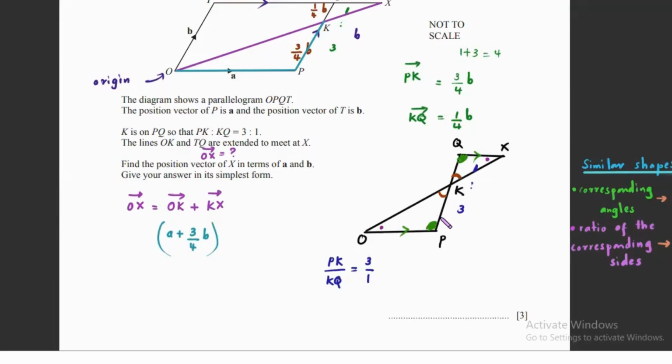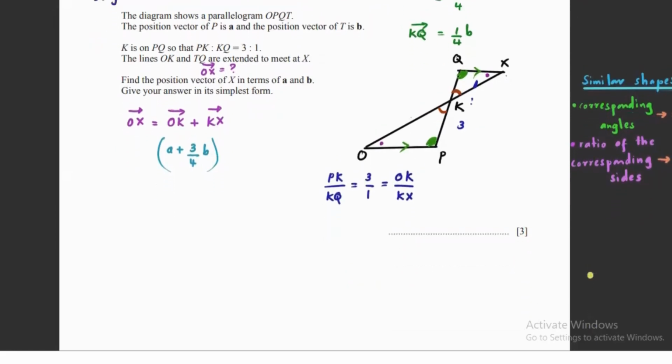These two are the matching sides. The same way, I can also say that the other side that is matching to this will be OK and KX. So I can say that it will also have that same ratio because the ratio of the corresponding sides will be equal, which means this will be equal to OK over KX. Now I already know what OK is from the previous step. I'm going to substitute the value of OK there, and I can isolate to find what KX is. So let me first isolate KX.